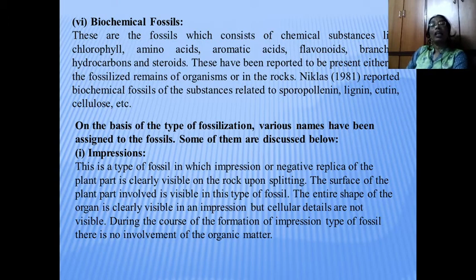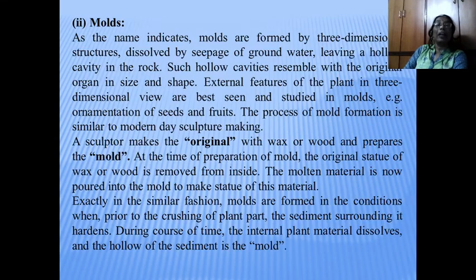On the basis of the type of fossilization, various names have been assigned to the fossil. Some of them are discussed below. In them, first one is impression. This is a type of fossil in which impression or negative replica of the plant part is clearly visible on the rock upon splitting. The surface of the plant part involved is visible in this type of fossil. The entire shape of the organ is clearly visible in an impression, but cellular details are not visible. During the course of formation of impression type of fossil, there is no involvement of the organic matter.